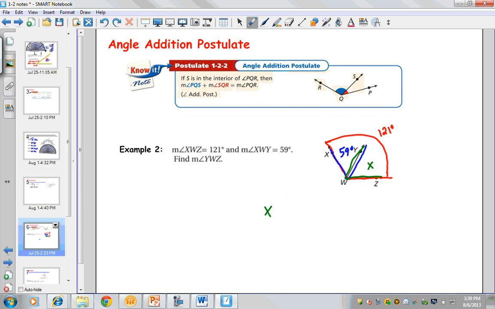So here we go. X plus 59 degrees equals 121. Well, simple algebra, really. I'm going to subtract 59 degrees, and that gives us 62 degrees. So that means this angle is going to be 62 degrees. Please don't forget your degree mark there.